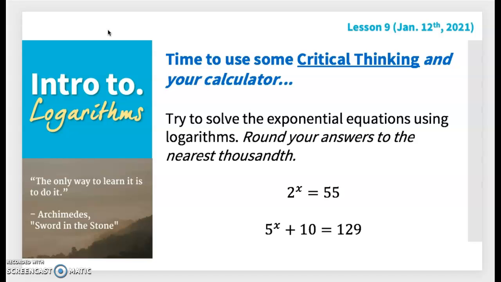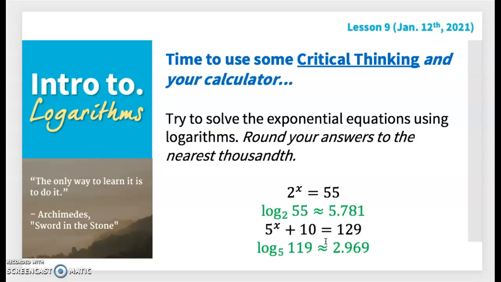All right, more practice. Use some critical thinking and your calculator now. Remember the stuff we learned last week with solving exponential equations. How would you solve these two exponential equations using logarithms? Hint: change these to logarithmic equations first and then put them in your calculator.